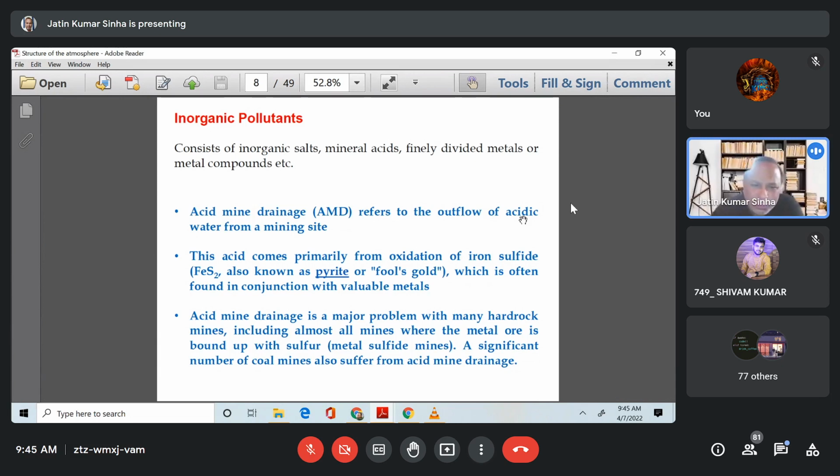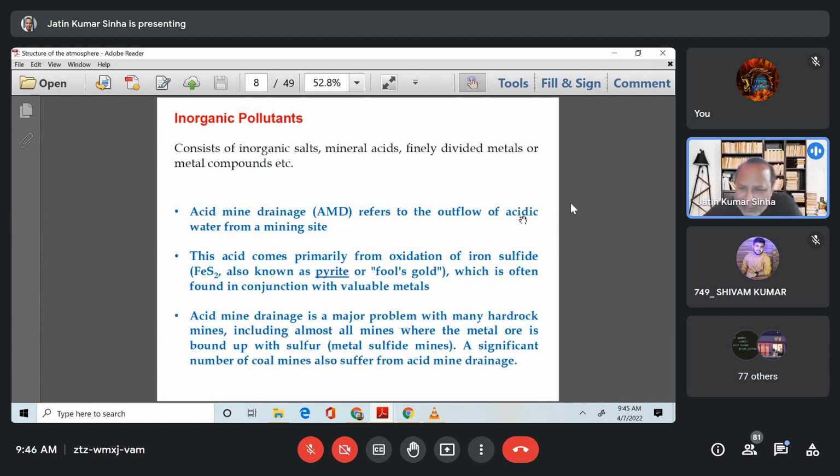This happens due to iron sulfide, which is known as pyrite and commonly known as fool's gold due to its color. The color is very close to how gold looks, so that's why it is known as fool's gold. This is a major problem for mining sites, and since sulfides are very common in ores, iron sulfide is a very common compound to be found in different mines.